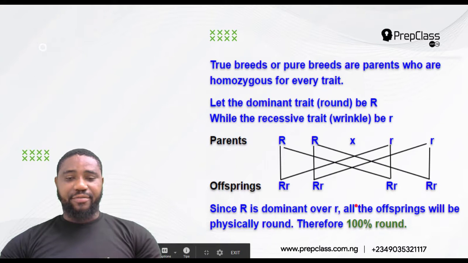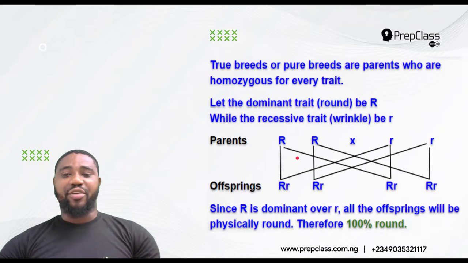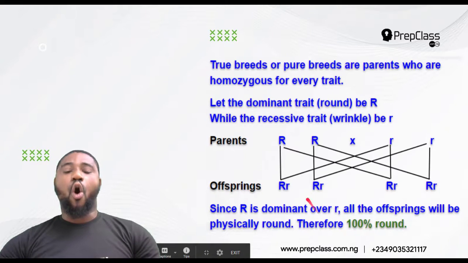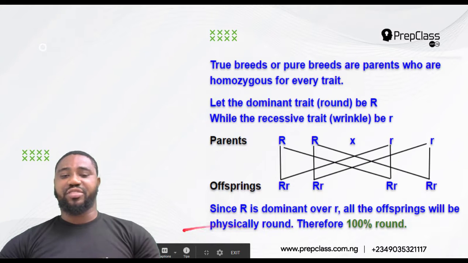If you cross all of them properly, you are going to have, since R is dominant over small r, all the offspring physically round, therefore 100% round. Because these two will cross with these two, we get big R, small r, four times. So since R is dominant over small r, all the offspring will be physically round. So therefore we have 100% round.